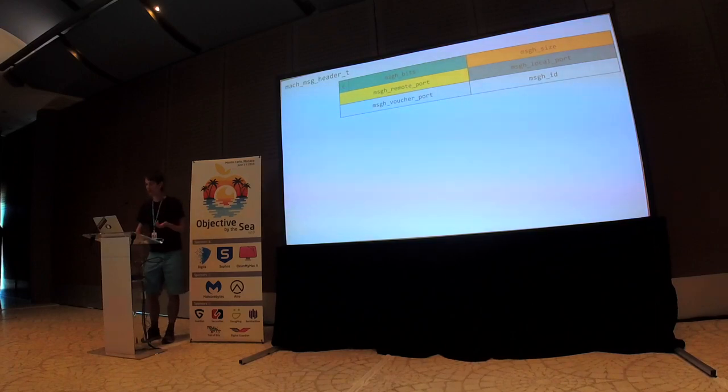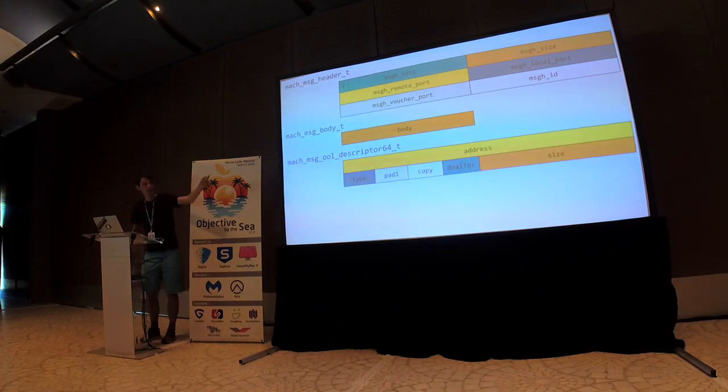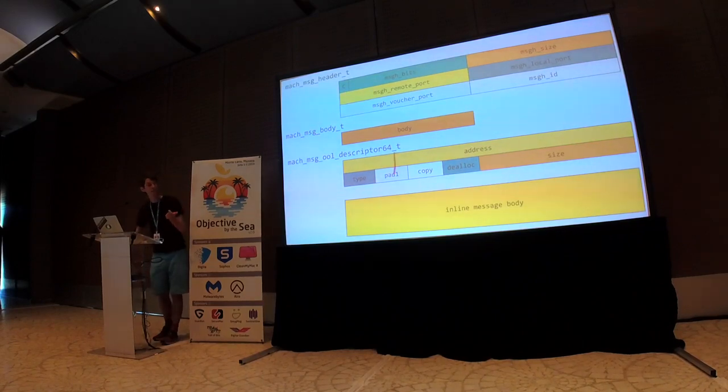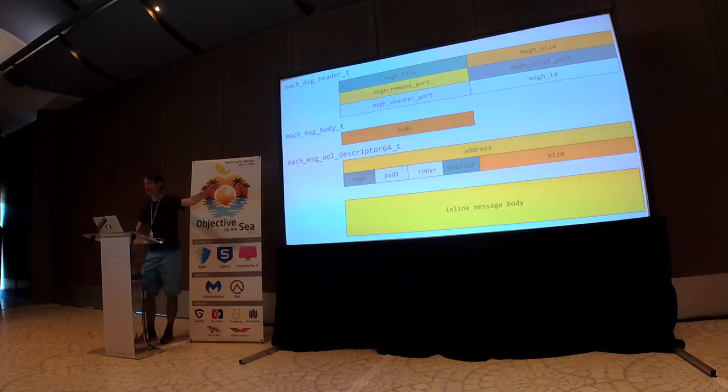If it's complex, then following this header structure in memory, the kernel is going to look for another DWORD called, confusingly, body. But this is not the body of the message. This is actually a count of how many structures similar to this will follow before you get to the body. It's called body for some reason. And then after these structures comes the actual inline message body.